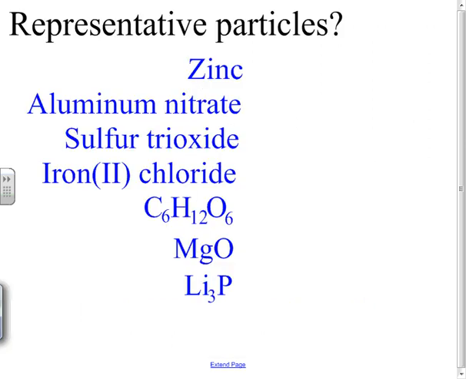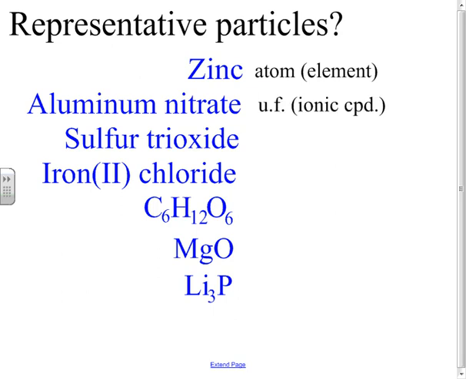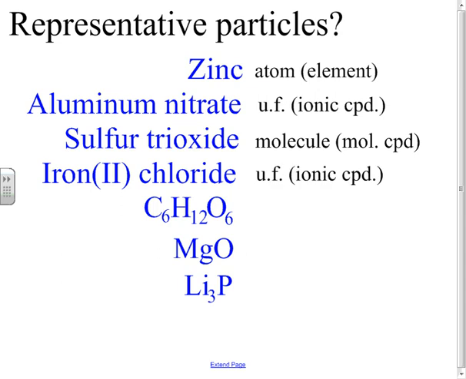So if I asked you what is the representative particle of zinc, you would say it's an atom because zinc is an element. For aluminum nitrate, it is the unit formula because aluminum nitrate is an ionic compound. For sulfur trioxide, it's the molecule because that's a molecular compound. Iron(II) chloride is an ionic compound, so the unit formula is the representative particle.